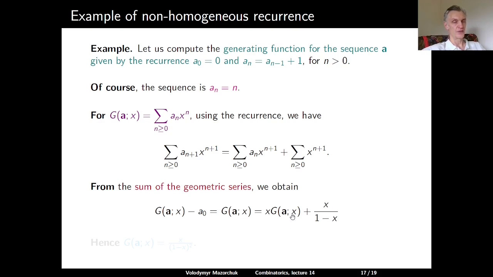So we move the first summand to the left-hand side, we have 1 minus x times the generating function, and so the generating function equals x divided by 1 minus x squared. So this is the generating function for our sequence. Note that this is a rational function, so this sequence can be described by a homogeneous recurrence, which we actually know, but we also know that that recurrence should have degree 2 and not degree 1, where we have the non-homogeneous recurrence of degree 1.